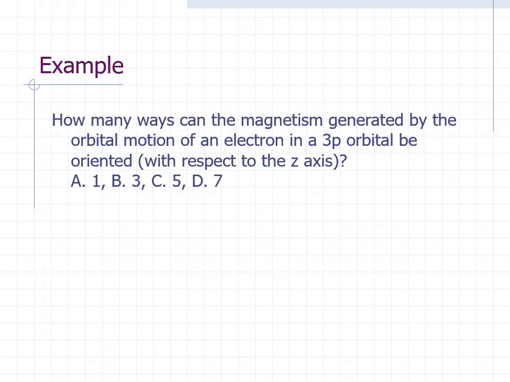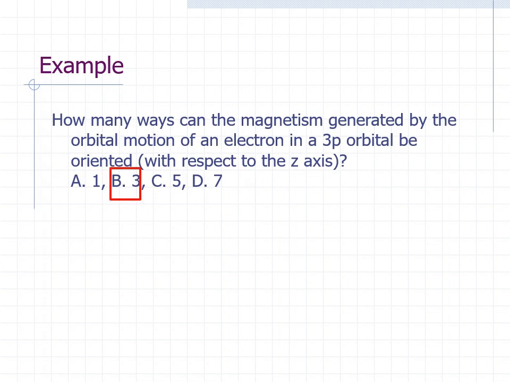How many ways can the magnetism generated by the orbital motion of an electron in a 3p orbital be oriented with respect to the z-axis? Is it 1, 3, 5, or 7? Let's see. Since quantum number L for a p orbital is 1, the quantum number m can be plus 1, 0, or negative 1. There are 3 possible values of quantum number m for a p orbital. The 3 possible z components of the magnetic dipole moment vector are 1 Bohr magneton, 0, and negative 1 Bohr magneton. The correct answer is B.